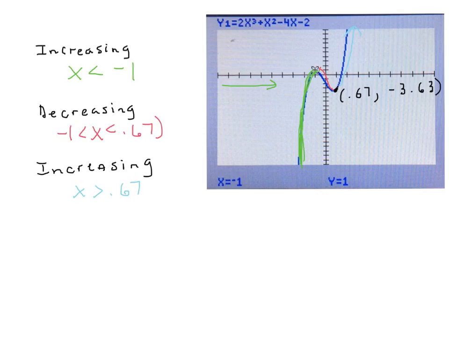Notice I didn't say less than or equal to, because at the actual relative min or the relative max, you're pausing. You're not increasing, you're not decreasing, you're stopping so that you can turn and go the other way. That's where the turning points are. And later you'll hear that they are also called points of inflection.